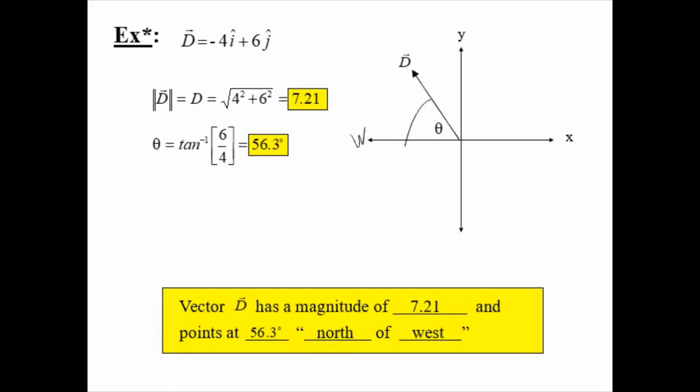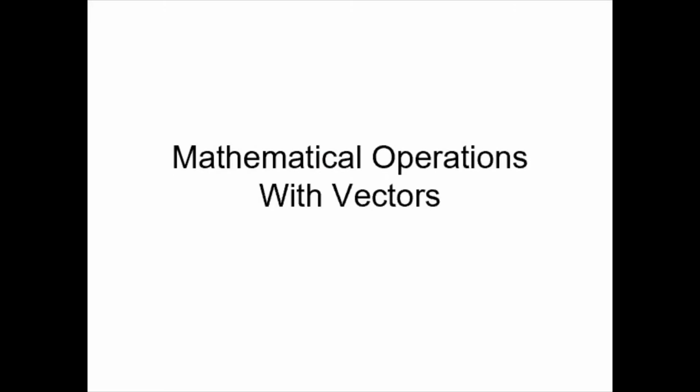So I would start in the westward direction, and I would head north and go 56.3 degrees up off of the west axis. And of course, that tells me that my angle theta here is 56.3 degrees, and I've completely specified vector d. Now, going from vector component form to polar coordinate form, and from polar coordinate form back to vector component form, is very, very important, and you should practice it as many times as you need to get very comfortable with that process.